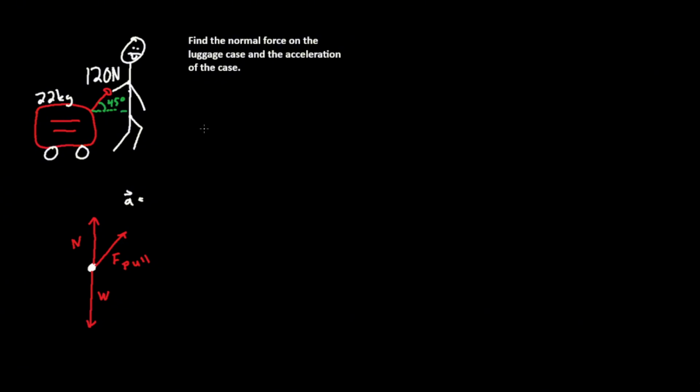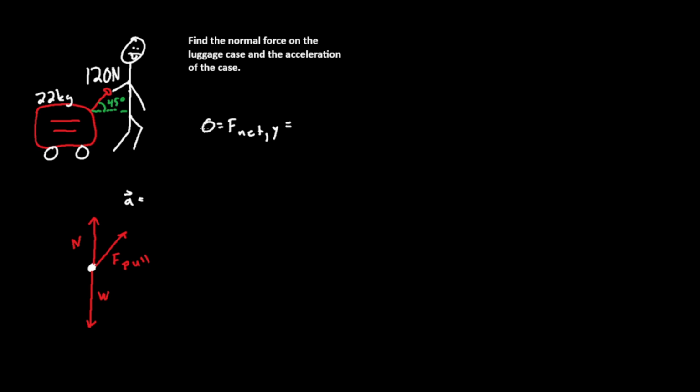So in order to solve for the normal force, what do we need to know? Well, we need to know that this luggage case isn't accelerating in any direction, up or down. All right, if it was accelerating up, then it'd be flying. If it was accelerating down, then well, it'd be falling. It would be falling down to the core of the earth. So we know that the net force in the y direction specifically is equal to 0.